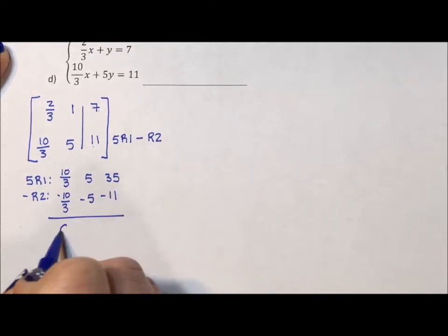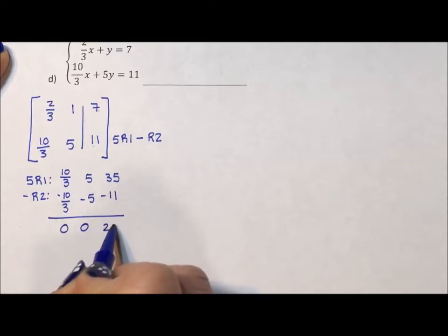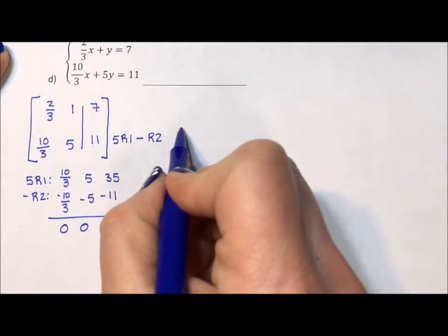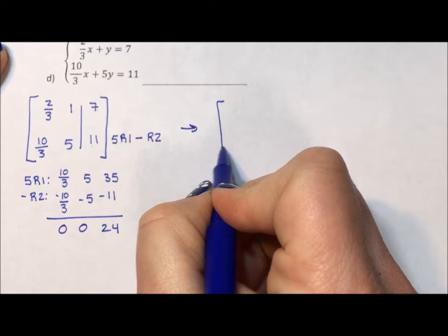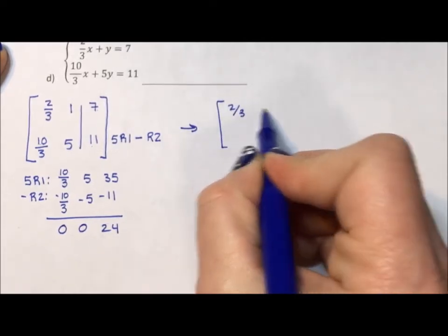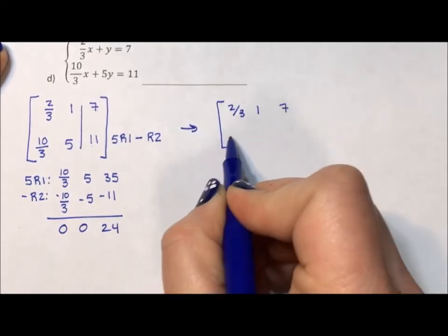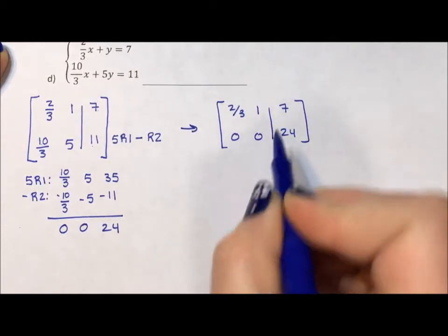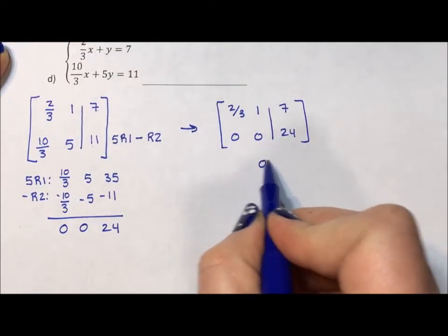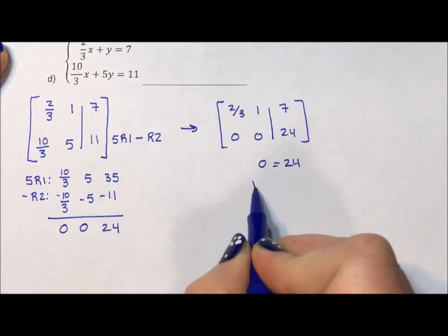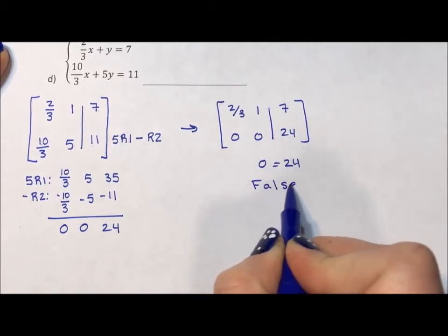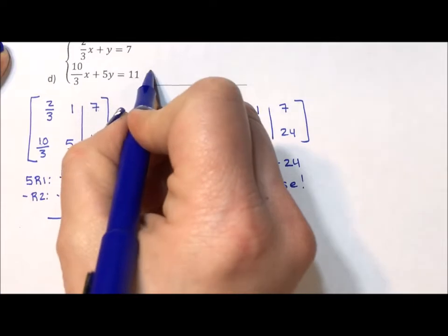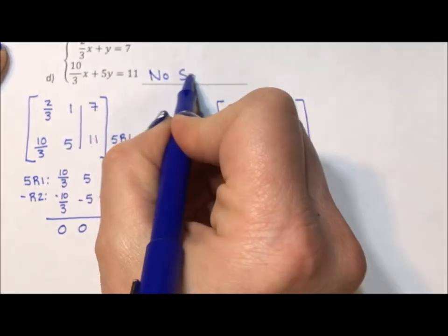We add down, we get 0, 0, 24, which leads us to 2/3, 1, 7, 0, 0, 24. Okay, so this is what's happening. This row is equivalent to 0 equaling 24. That's false. And when we have something that's false, that means that there is no solution.